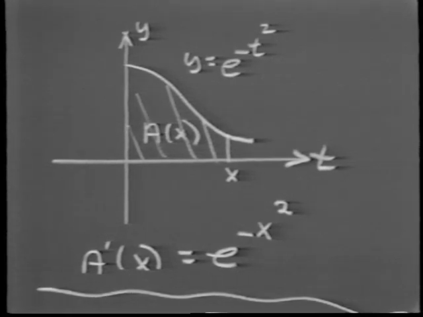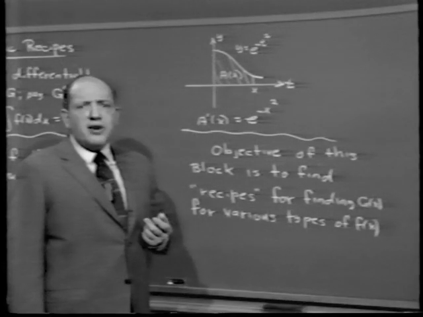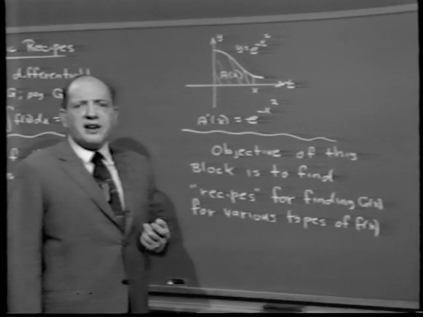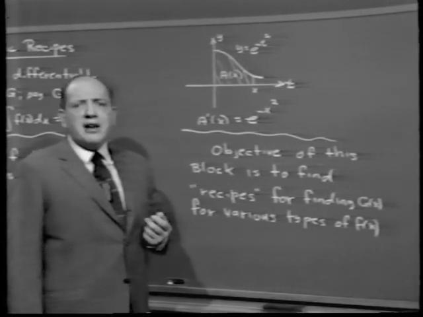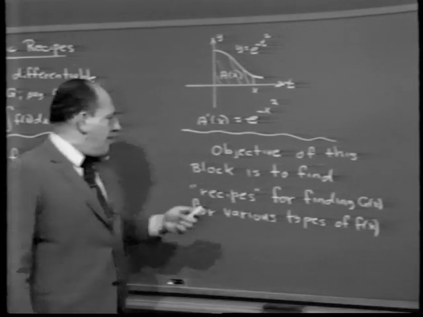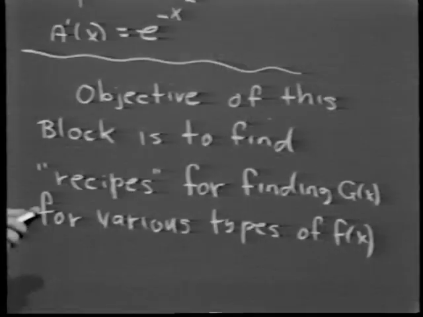Now, that will not be primarily what we're interested in during this particular phase of our course. What we're interested in is, given various classifications of the function f, to find recipes that will give us g in familiar form, where g is the function whose derivative is f. In other words, the objective of this block of material is to find recipes for finding g of x for various types of f of x.